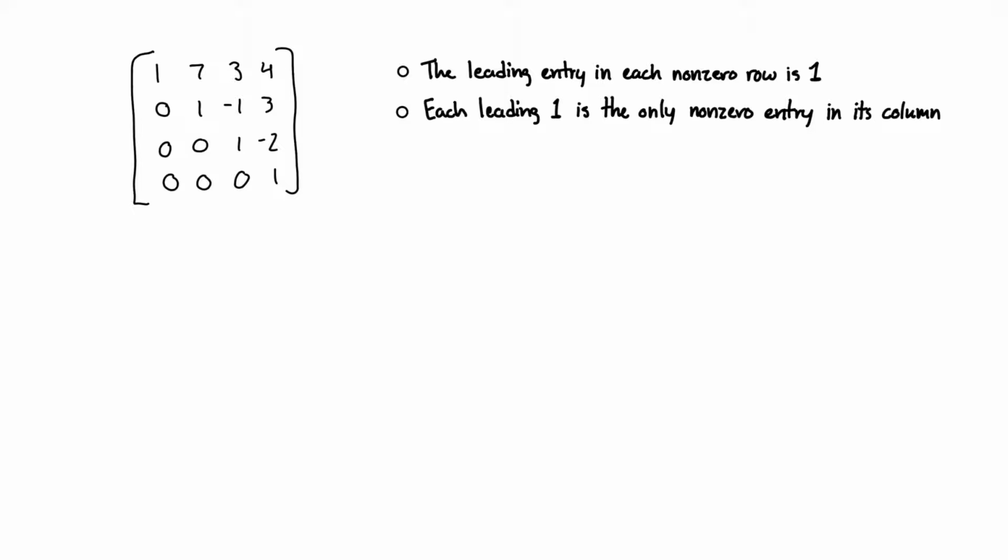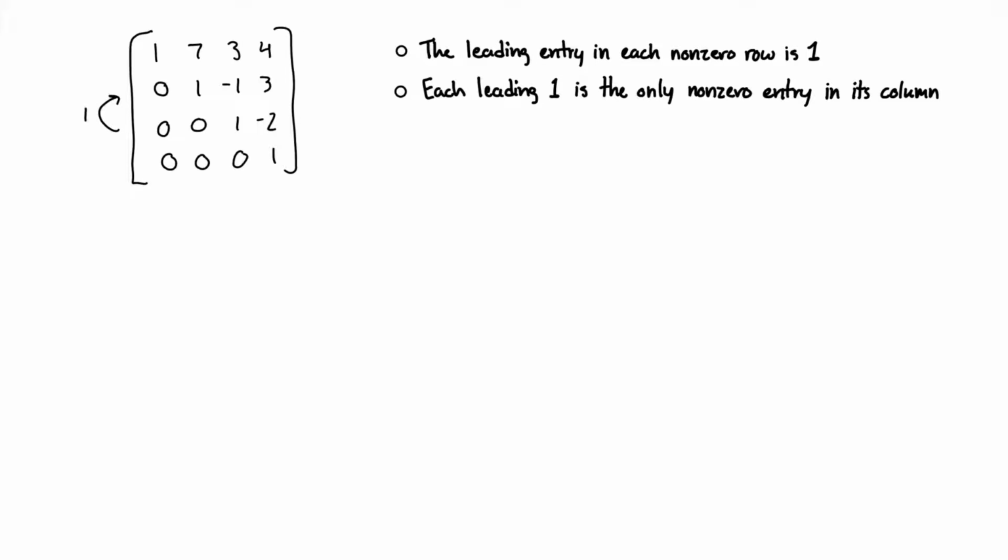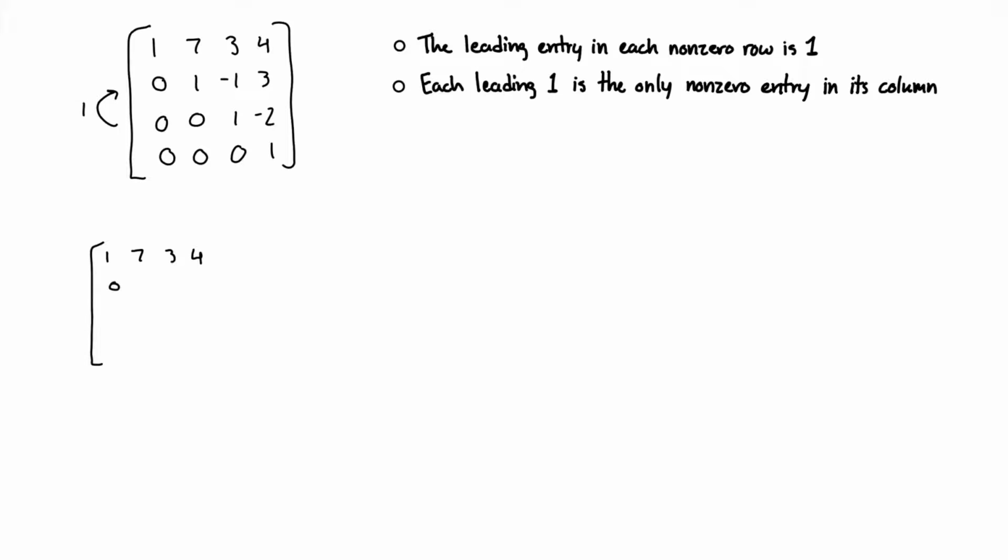So the first thing we can do, we can take this third row and multiply it by 1 and add it to the second row. And so we're going to have 1 times 1 plus negative 1 is 0. So we get 0, 1, 0. Negative 2 times 1 plus 3 will be 1. And then we'll have 0, 0, 1, negative 2, 0, 0, 0, 1.